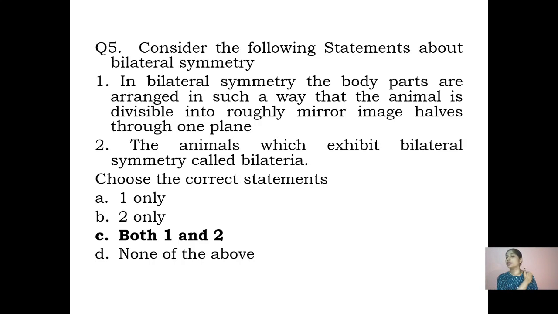Suppose I am cutting it this way. Do I get equal halves? No. So it's along only one plane we are getting mirror image. The animals which exhibit bilateral symmetry are called bilateria. This is also a correct statement. So the obvious answer is both 1 and 2.